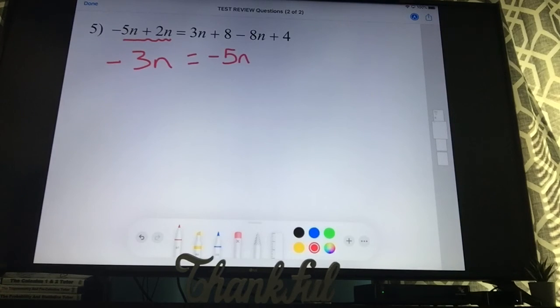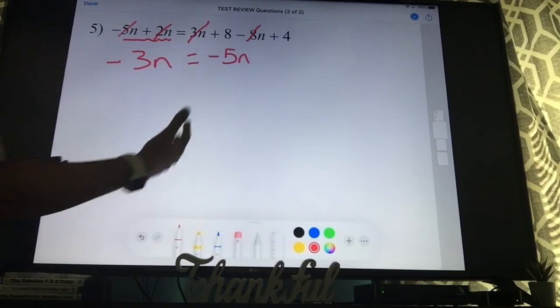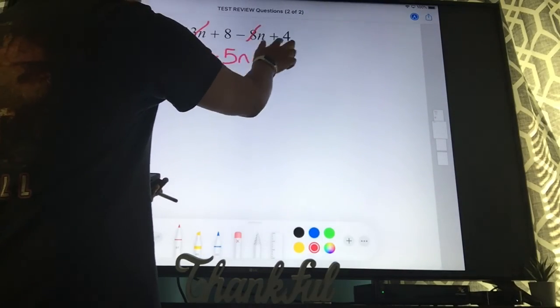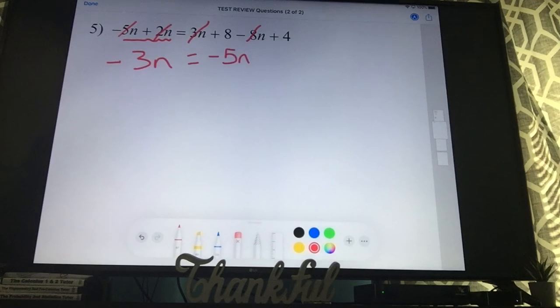Okay, and what else? So I've used this one, this one, this one, and this one. The only thing I have left is just numbers. So I have a positive 8 and a positive 4 to give me a positive 12.